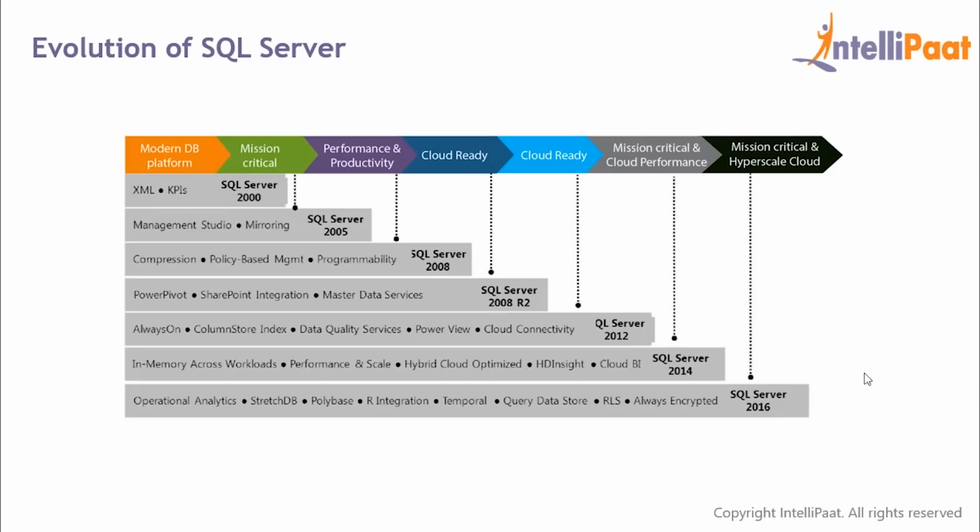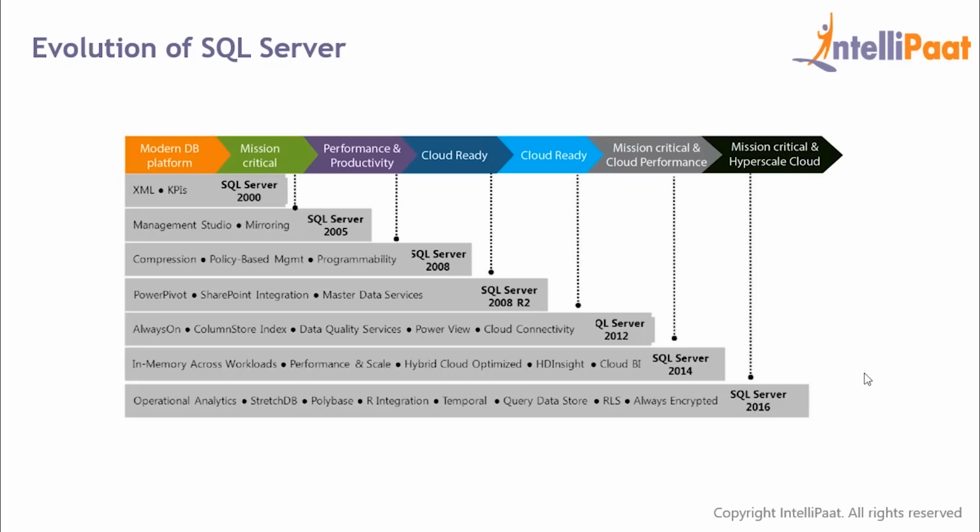Then came SQL Server 2012, which expanded SQL Server's BI capabilities with the addition of Power View, which is a graphical data navigation and visualization tool. In this release, Microsoft also added Always On availability groups, which extended SQL Server's high availability and disaster recovery options.